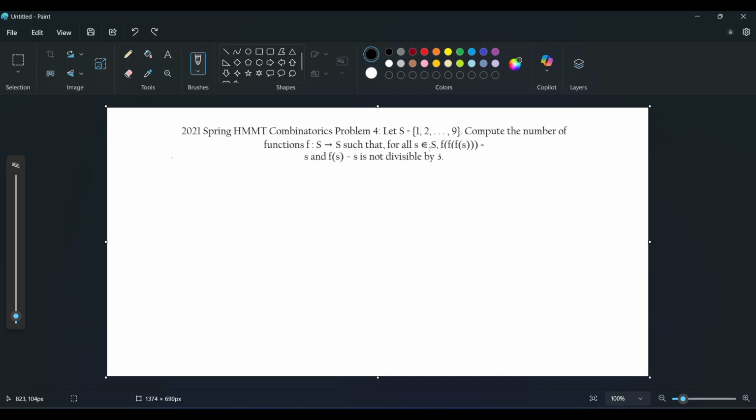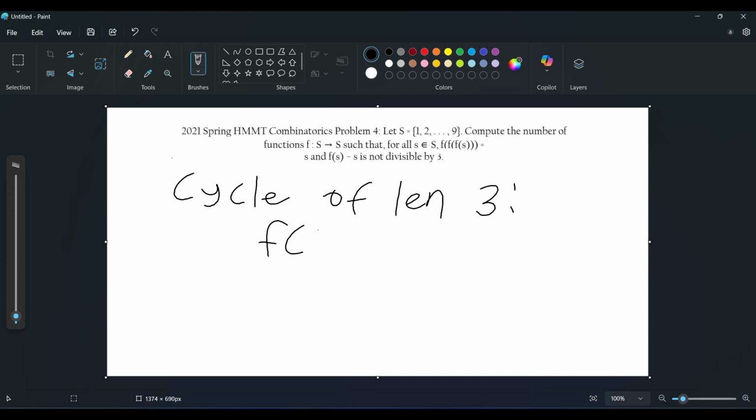Okay, so let's first examine our first condition here. What this tells us essentially is that our cycle length of the function has to be a divisor of 3. The reason being is because we're applying this function to itself 3 times, and then we're going back to our starting point. So if I had a cycle of length 3, then I could have something like f of a is equal to b, f of b equals c, and f of c equals a.